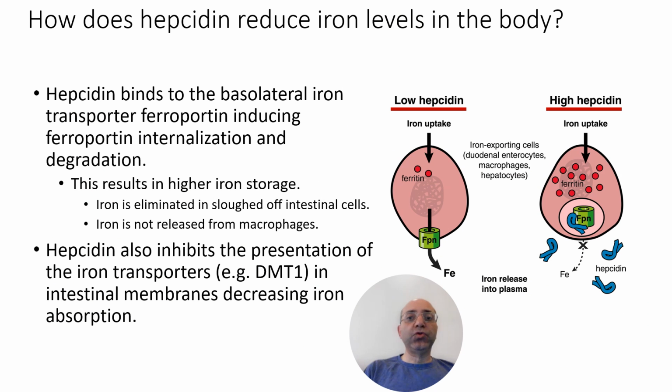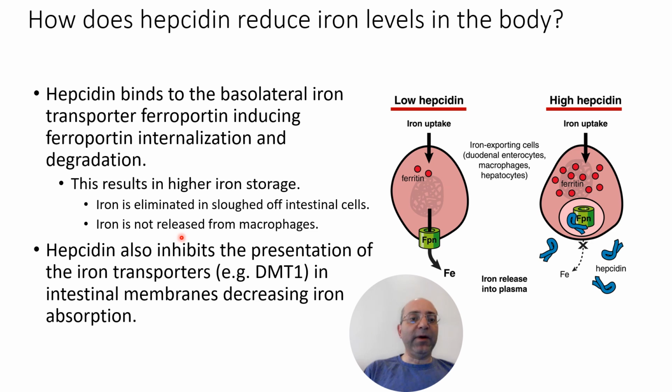طيب شو بيعمل الهبسيدين؟ الهبسيدين basically binds للبيزولاترال iron transporter اللي هو الفيروبورتين اللي موجود بالانتستينز واللي موجود بالماكروفاجز. فلما يصير في عندنا binding of hepcidin للفيروبورتين راح يصير في internalization للفيروبورتين into the cells by vesicles, taking it to lysosomes وبصير في عندنا degradation of the ferroportin، وبالتالي راح تقل كمية الايرون that would be released out of cells.